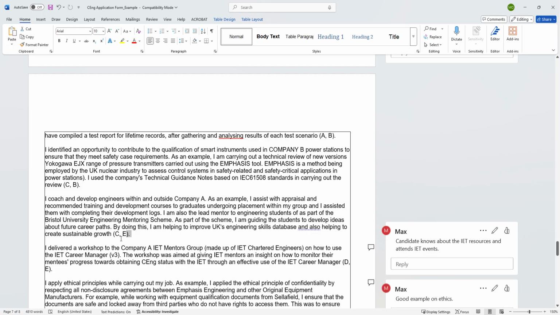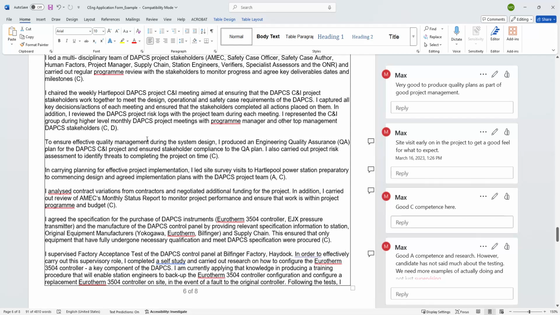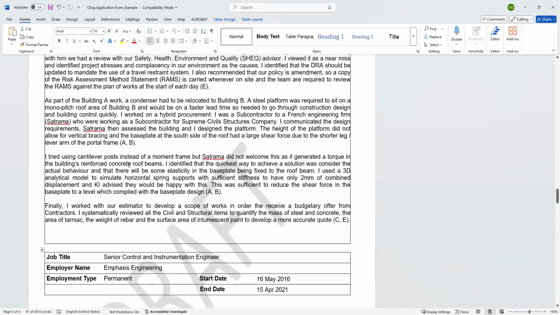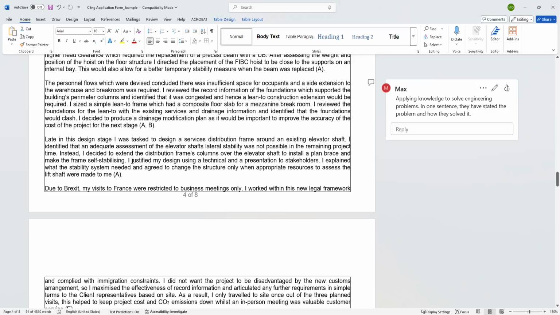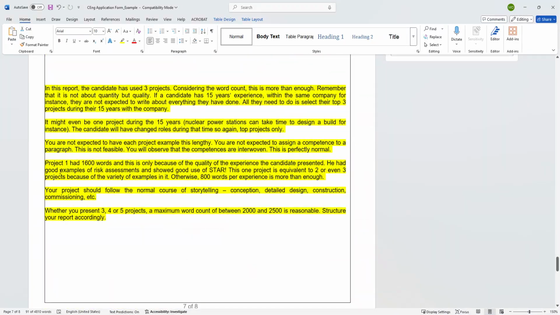This is a very good example. This paragraph has examples of competence C and E. This one has examples of competence C and B. You see, some have even got up to 3 competencies in one paragraph. Okay, so that's what we're saying there.